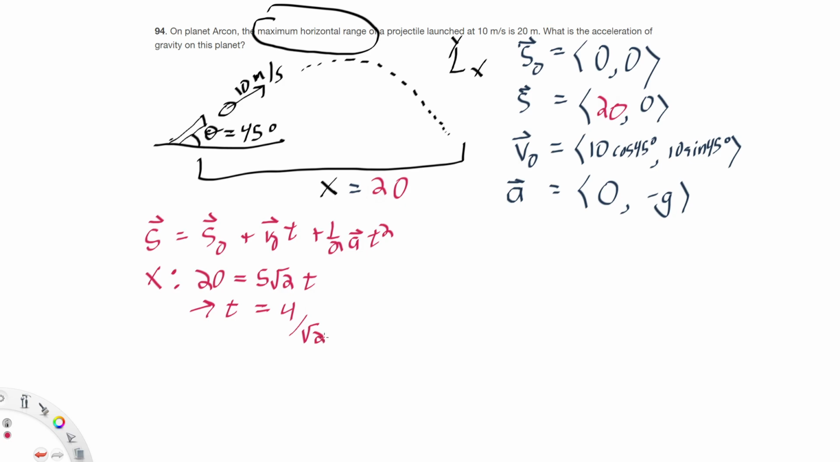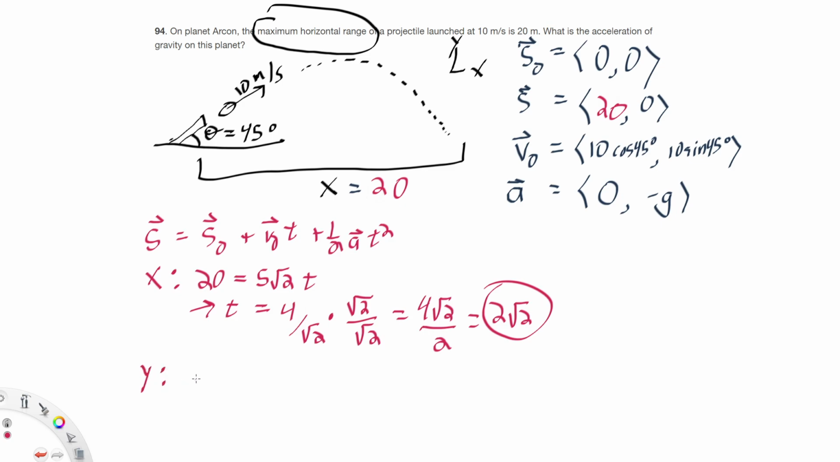And if you like, we can simplify this, because having radicals in the denominator is aesthetically unpleasing. So we can multiply this thing by radical 2 over radical 2, which is equal to 4 radical 2 over 2, which is equal to 2 rad 2. All right. That's a whole lot more aesthetically pleasing than 4 over radical 2. So then we can go to the y direction.